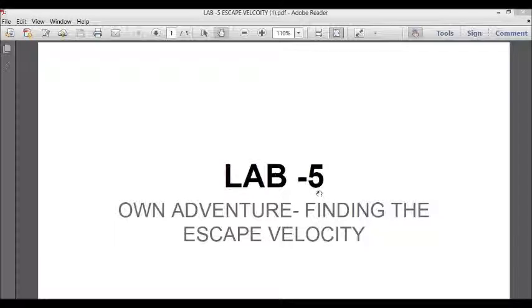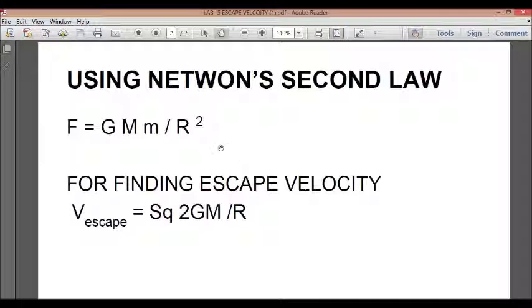Hi, this is my fifth lab and I have taken the topic of escape velocity. I used the data that is given for my third lab to find the escape velocity. From the third lab I got the mass of the black hole.